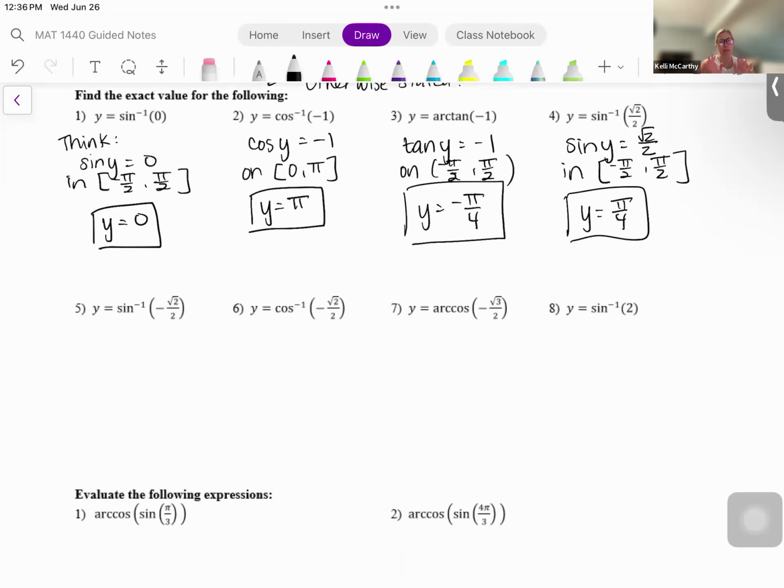Now, at this point, I encourage you to pause the video. We've got 4 more examples, but go ahead and pause the video and give it a shot on your own, and then come back and I will explain these 4 examples as well.